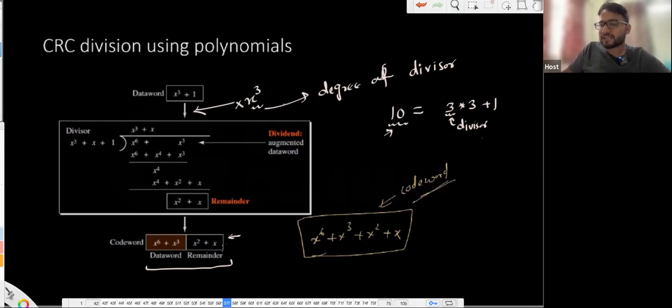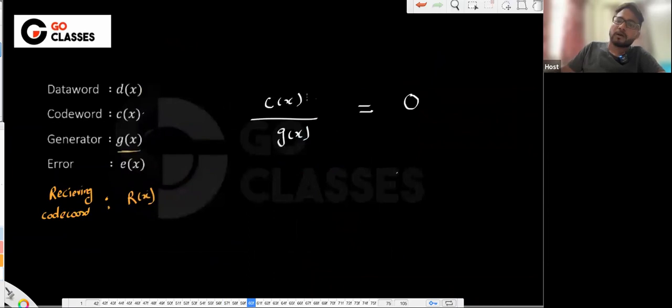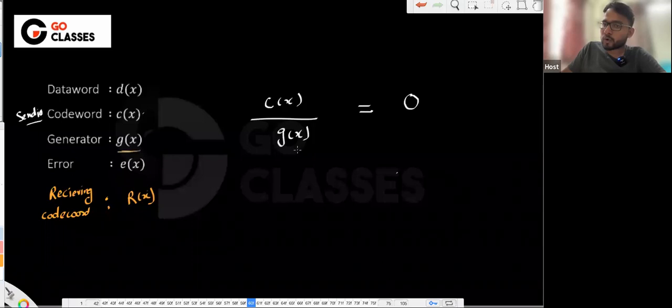At the receiver, this might get changed. If you divide with the same generator or the same divisor, you may not get 0, but at the sender side you will always get 0, because minus and plus are both the same. If I'm adding, it means I'm subtracting. So if you subtract this remainder or add this remainder, you will get 0. This is the sending code word. First I appended 0s, then calculated the remainder, then calculated the code word. Now I divide this code word with the generator, and I will always get 0 as a remainder, right?